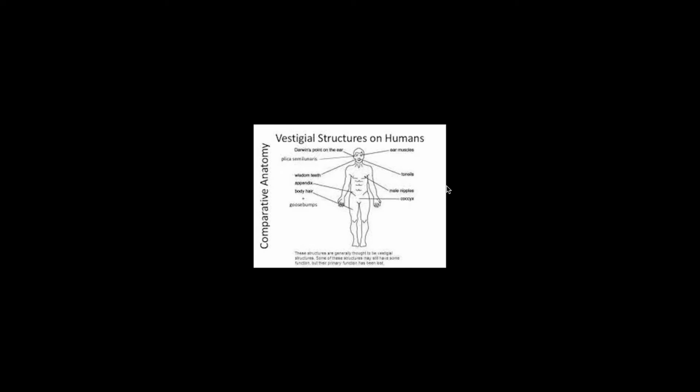So we only have the tailbone remnant. Body hair plus goosebumps. Any animal that has a lot of body hair, as humans, we lost some of our body hair, but what goosebumps used to be for is, when you were being attacked by another animal or by a predator or whatever it is, your hair used to stand on end to make you appear larger. We don't need that. Appendix, it used to help with breaking down some kind of food. And wisdom teeth used to help us break down plant debris as we were chewing on it.